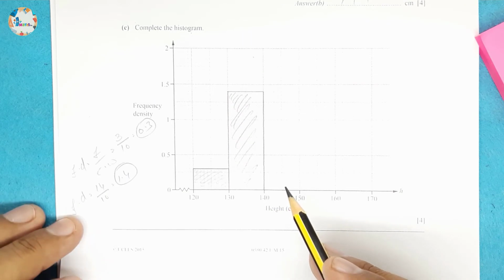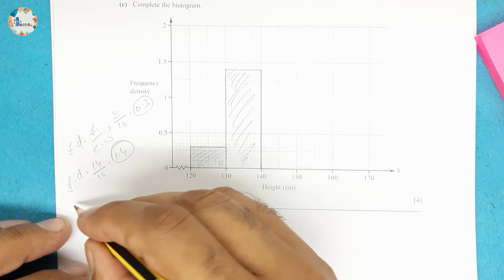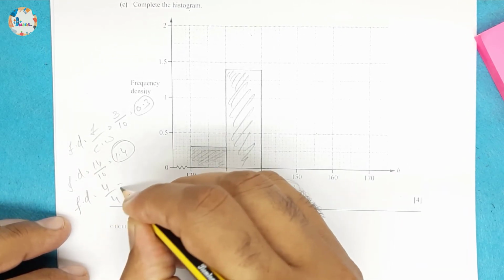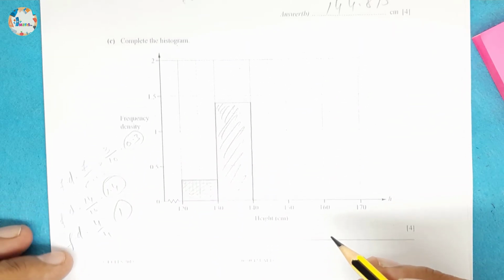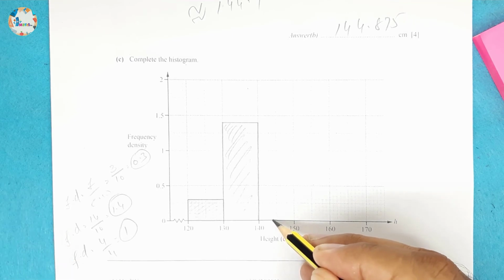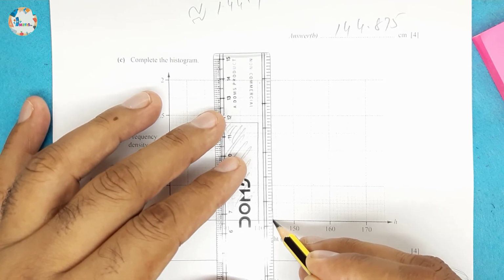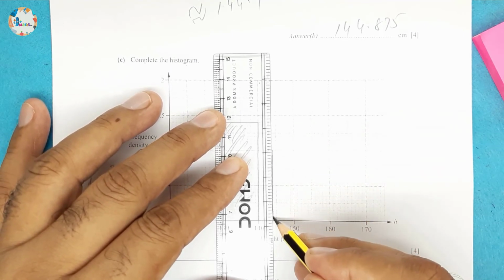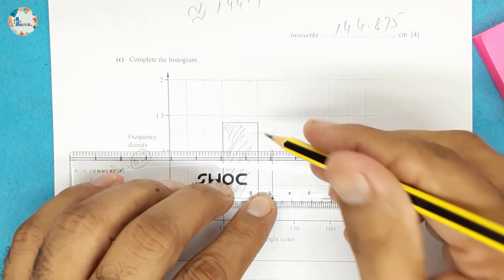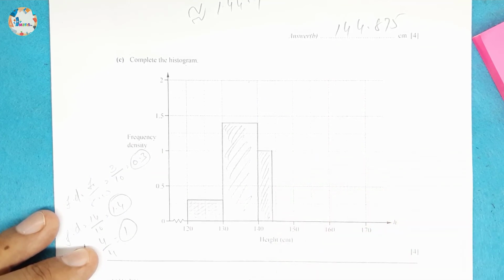Then for the next bar, we can check. This is frequency, which is 4, and divided by the class width, which is also 4. So frequency density will be equal to 4 divided by 4, which is equal to 1. So it will be from 140 to 144. So 144 will be this much. We have to go up to 1 for this one. So up to 1 will be this. So we can complete this. So this is basically the bar.